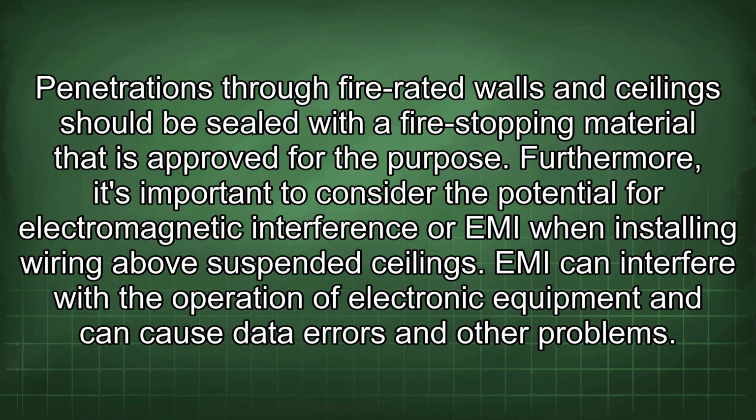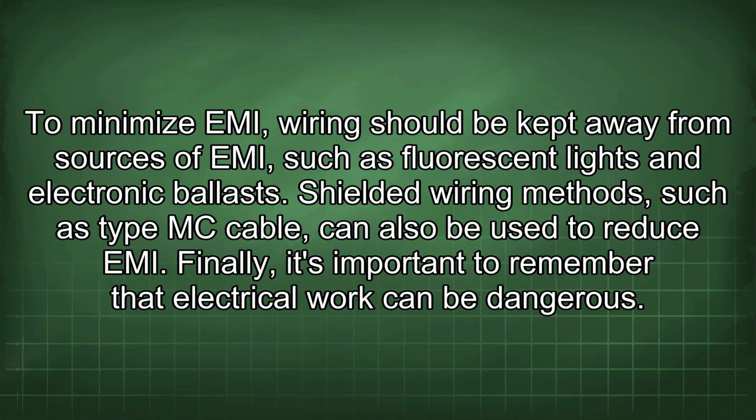Furthermore, it's important to consider the potential for electromagnetic interference, or EMI, when installing wiring above suspended ceilings. EMI can interfere with the operation of electronic equipment and can cause data errors and other problems. To minimize EMI, wiring should be kept away from sources of EMI, such as fluorescent lights and electronic ballasts. Shielded wiring methods, such as Type MC cable, can also be used to reduce EMI.